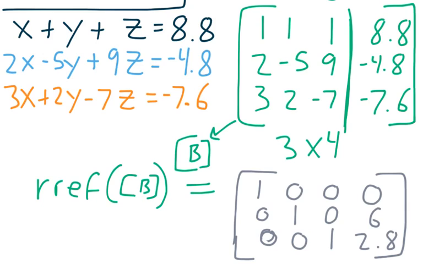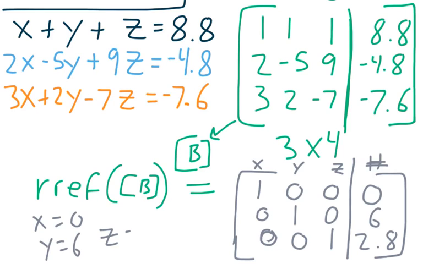This matrix right here is what you get back. So again, x, y, z, and your numerical constants. There's usually a line between them just to show some separation. So look at the first row. X equals 0, y equals 6, and z equals 2.8. Isn't that nice? The whole thing's done for you. No writing down a whole page of work and all that kind of stuff.